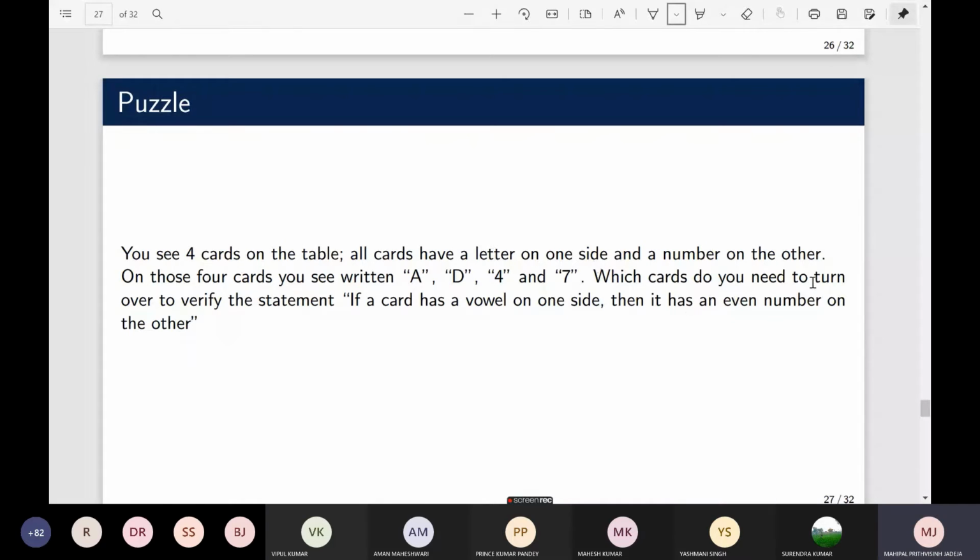Which cards do you need to turn over to verify the statement? If a card has a vowel on one side, then it has an even number on the other.